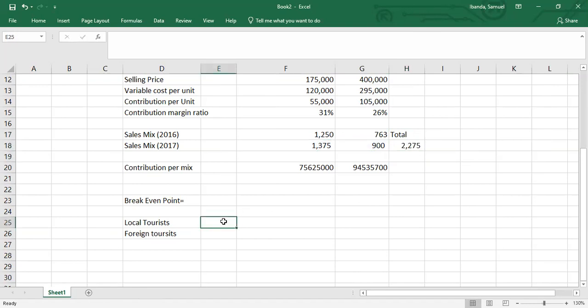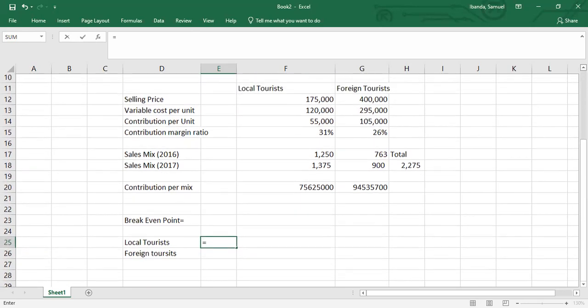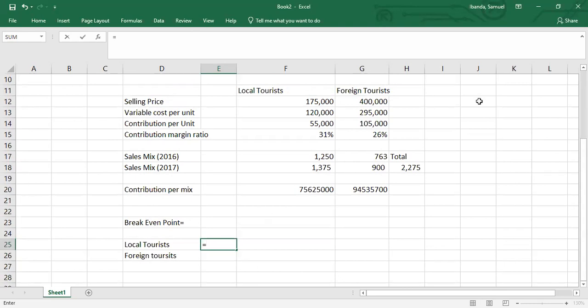So in getting this, I'm going to get my 31% times my 1375, and then I'm going to divide this by 2275. Are you seeing what I'm doing? Yes, we are following. You're following, eh? Yeah. Okay.